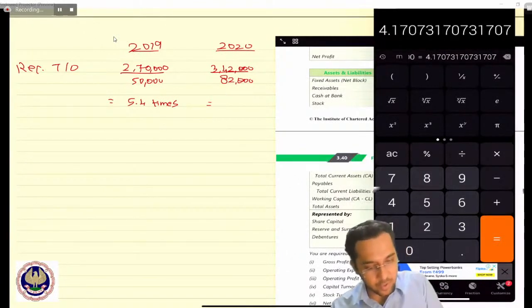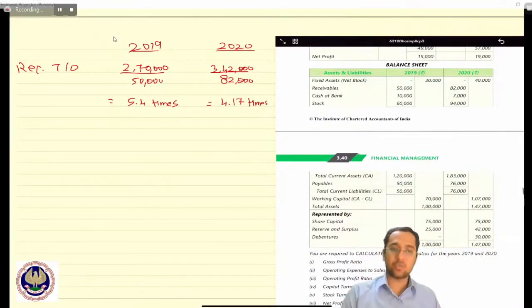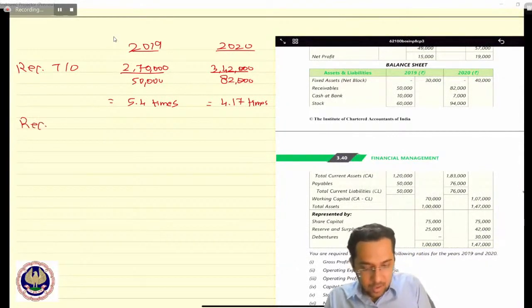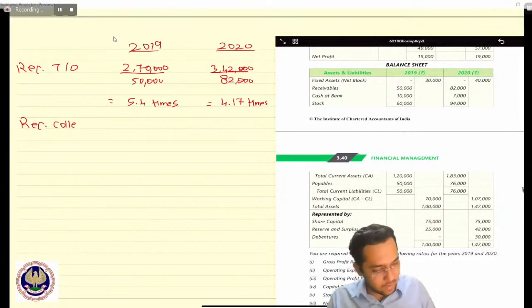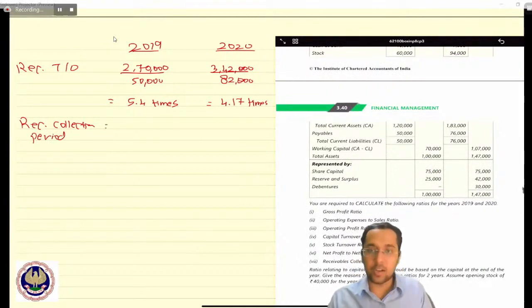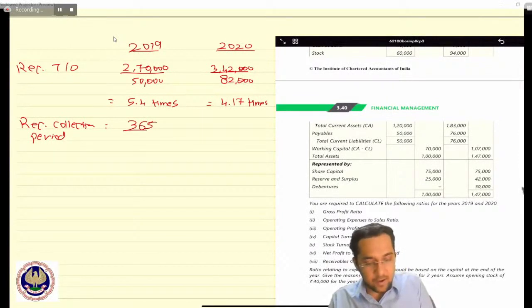which is 4.17 times. So that is how many times we sell to our debtors in a year. If I want to calculate the receivable collection period in number of days, I take 365 divided by 5.4, and 365 divided by 4.17.